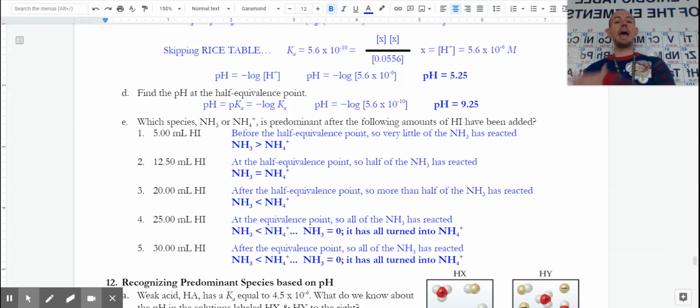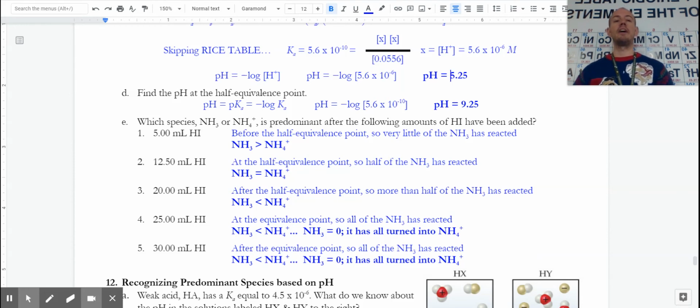Right here, I am past the half equivalence point. I'm not all the way to the equivalence point, but it's important that, yes, I still have some base. Yes, my pH is still above 7. I still have that base. But I now have, in my equilibrium, I'm shifting more to the ion side. I have more of my ammonium than my ammonia. And that's because it's a one-way reaction. The stoichiometry shows that I've added almost enough acid to react all the base away.